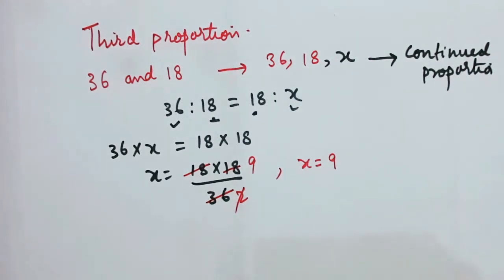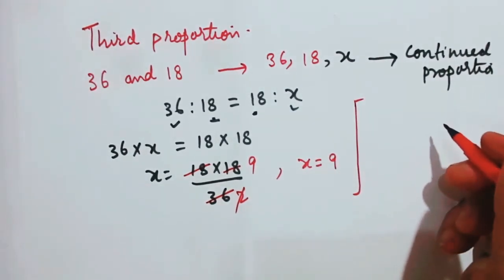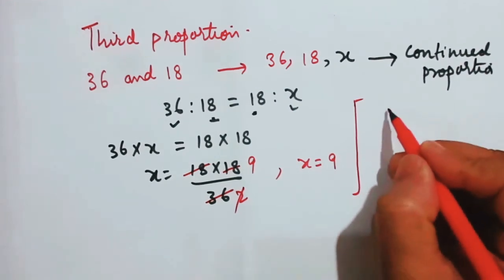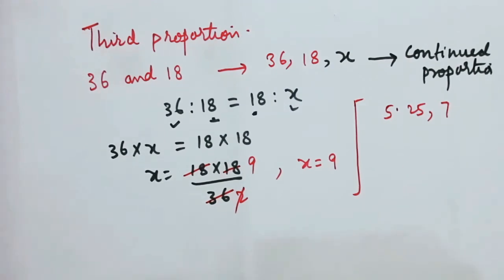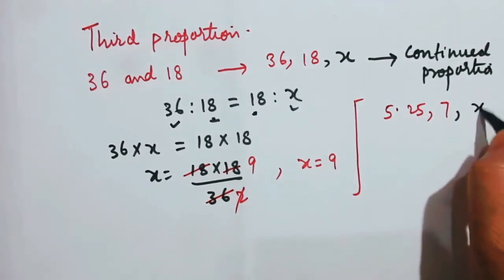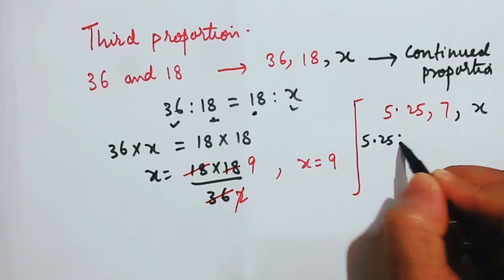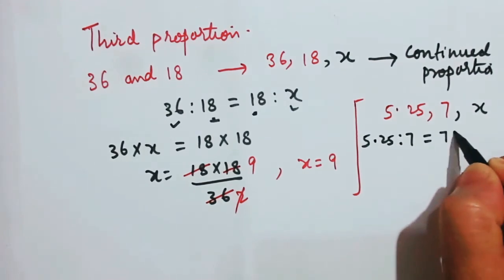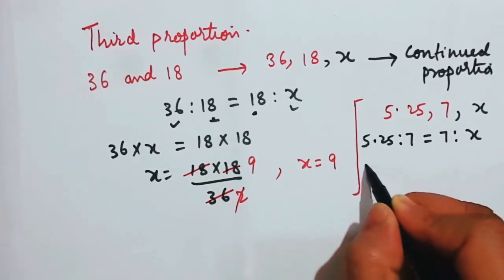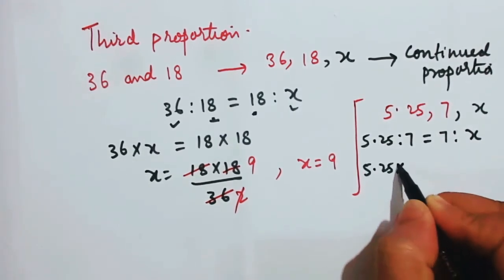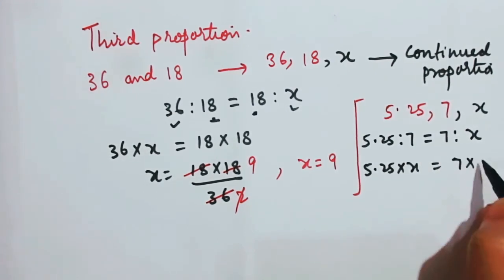Okay, should I take one more? The simple one. Teachers mostly take the simple ones only. 5.25, comma 7, and the third proportion is your x. Can you do it? 5.25 ratio 7 should be equal to 7:x. Therefore, 5.25 times x should be equal to the product of means, 7 into 7.